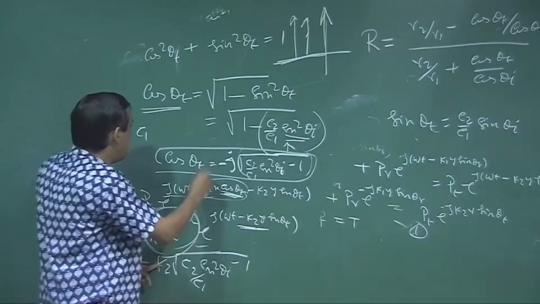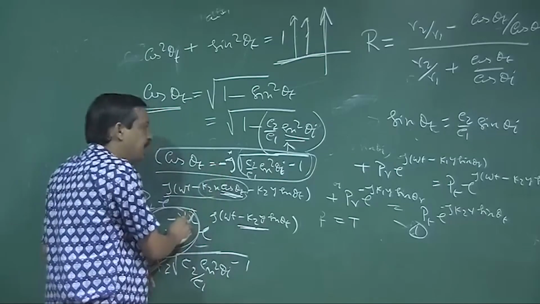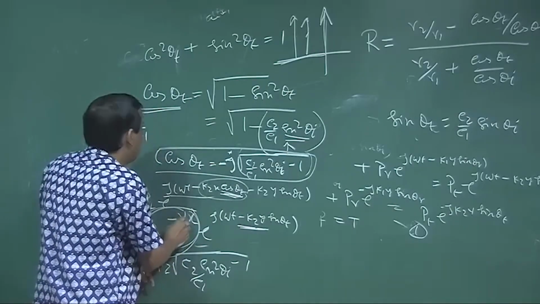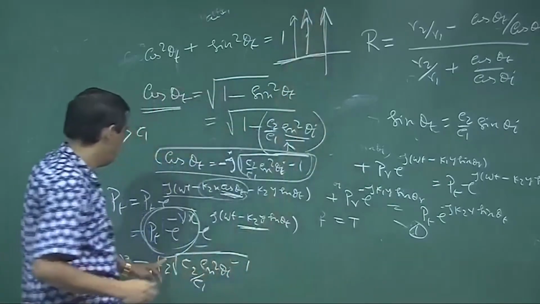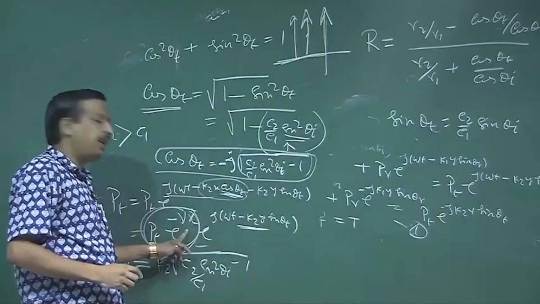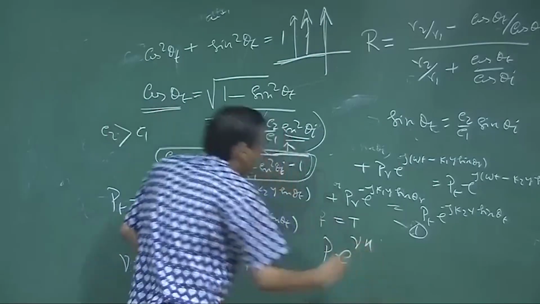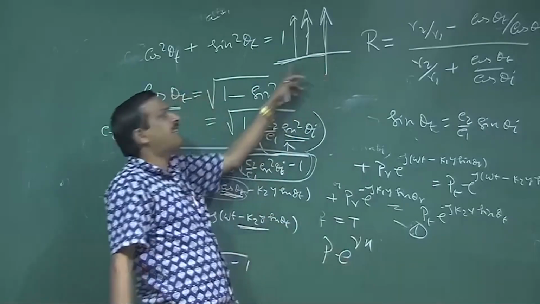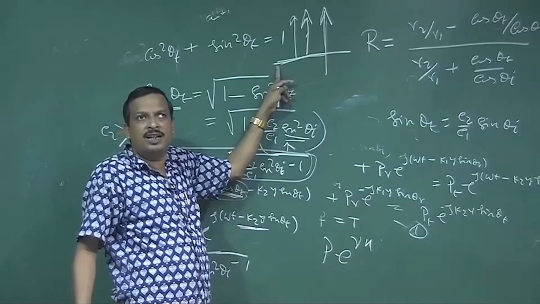Now, gamma is positive. If it is negative, then what will happen? If gamma is negative, then the pressure will increase. It is e to the power plus gamma x, which means the pressure exponentially increases as x increases, which is impossible. It cannot be possible in physical reality.